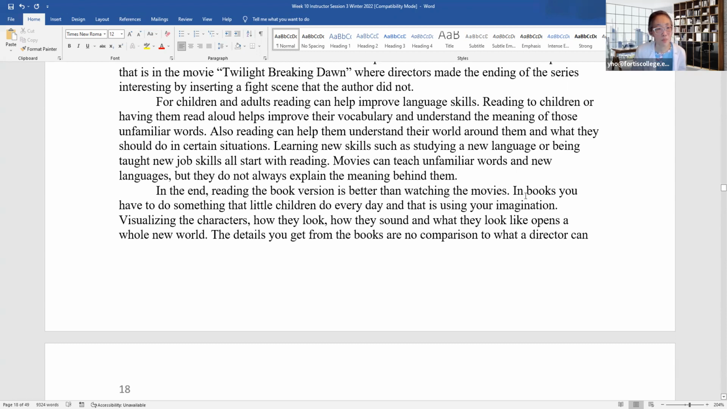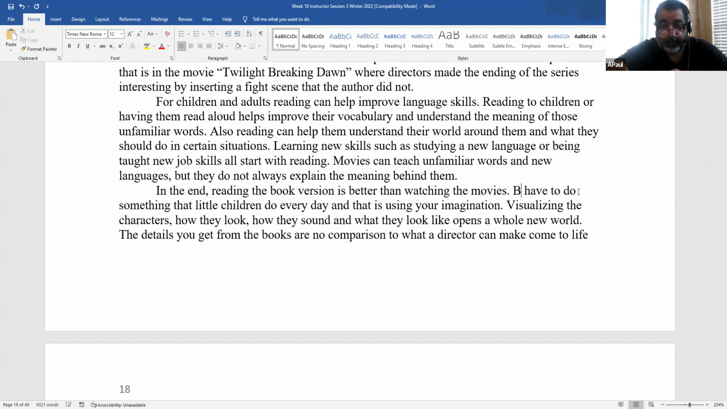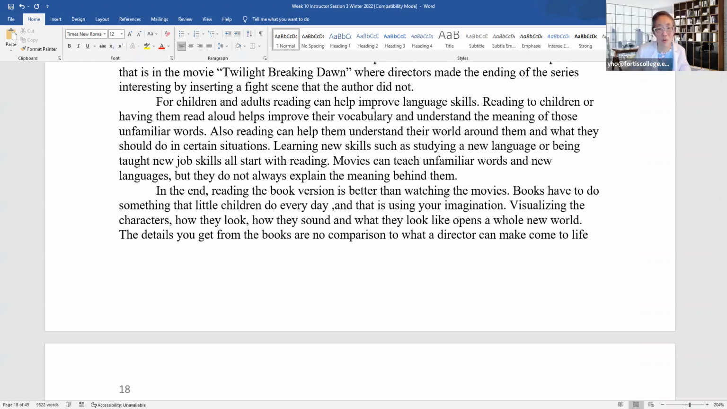What's wrong with this sentence? "In books, you have to do something that little children do every day, and that is using your imagination." I would say two mistakes in that one. I would remove the "in" and just go with "books have you do something that little children do every day," put a comma there and then say "and," or another comma there too, in fact, and put the last portion, "that is using your imagination." And then if you want to emphasize an idea, and that is, and then you can put in using your imagination. So if you want to emphasize something, you use a dash.